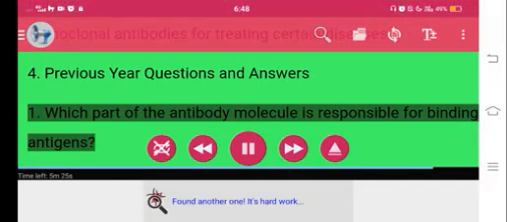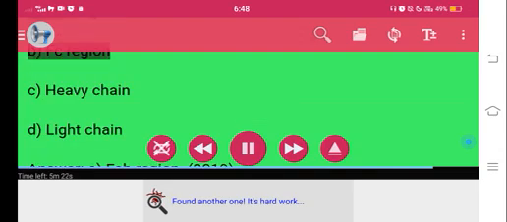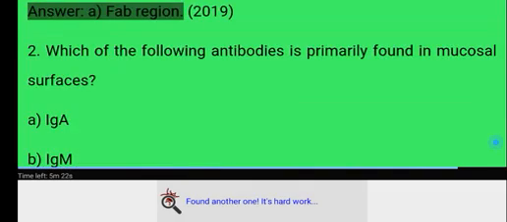1. Which part of the antibody molecule is responsible for binding to antigens? A. Fab region. B. Fc region. C. Heavy chain. D. Light chain. Answer: A. Fab region.